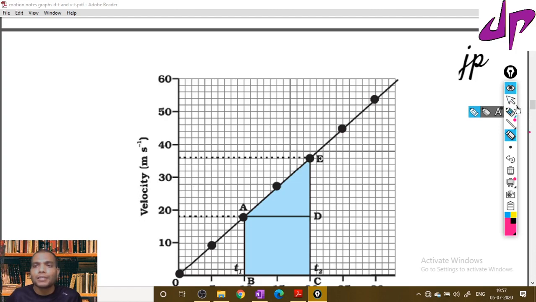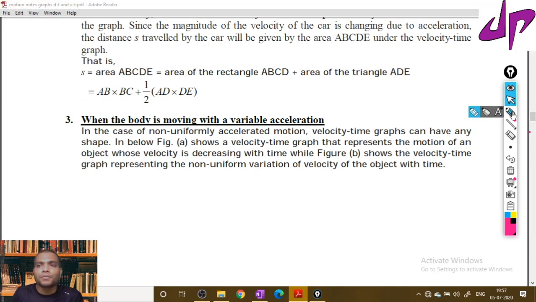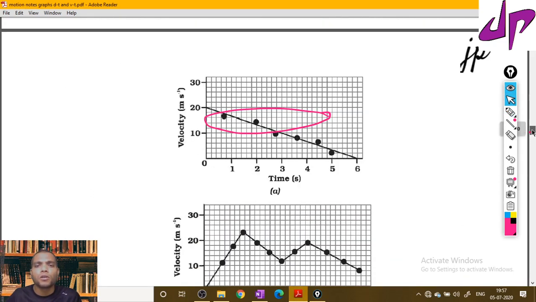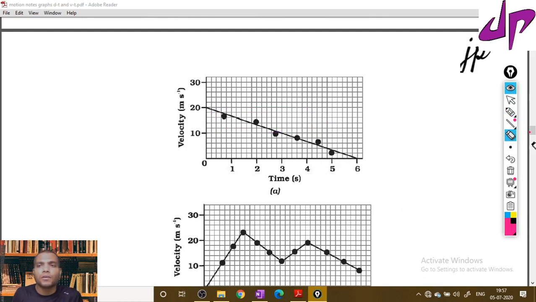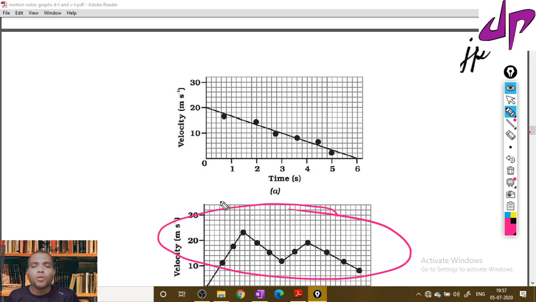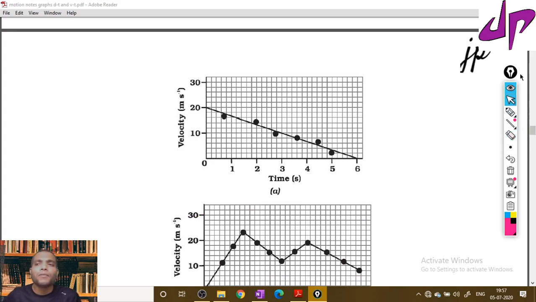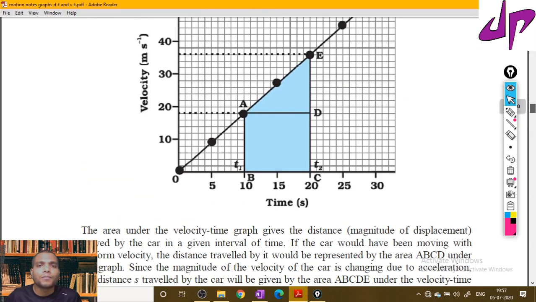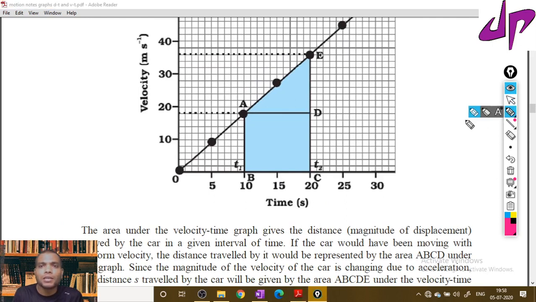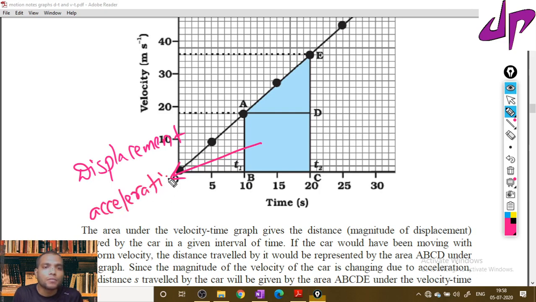Moreover, the third case is when the object is moving with variable acceleration. It means the object can move with any acceleration, whether increasing or decreasing or any kind. Now you can see the last graph shown here. This graph tells about the object moving with non-uniform acceleration. So in all the cases, what can we find by using the velocity versus time graph? The area of the velocity versus time graph gives the displacement. We can find the displacement, and we can also find acceleration. So this is all about the concept of the velocity versus time graph.